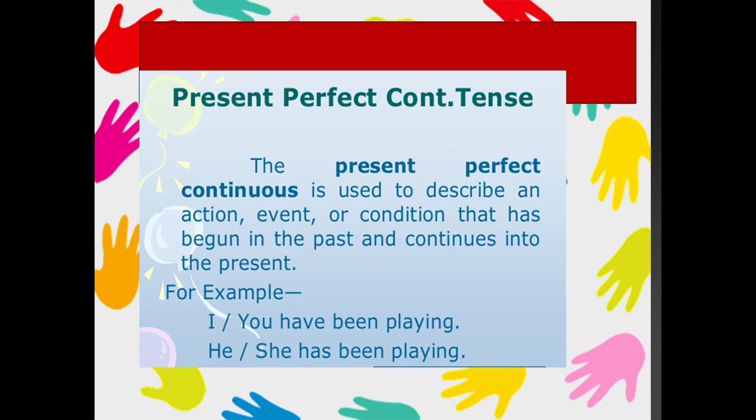Present perfect continuous tense. The present perfect continuous is used to describe an action, event, or condition that has begun in the past and continues into the present. For example, I have been playing since last night. She has been playing since morning.